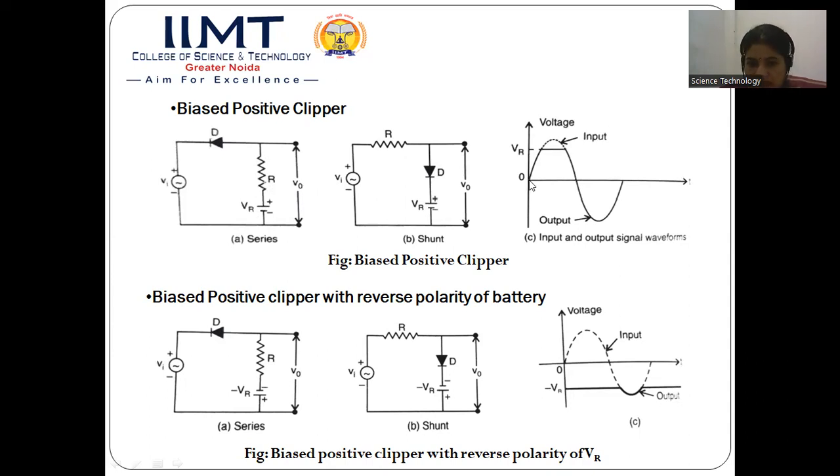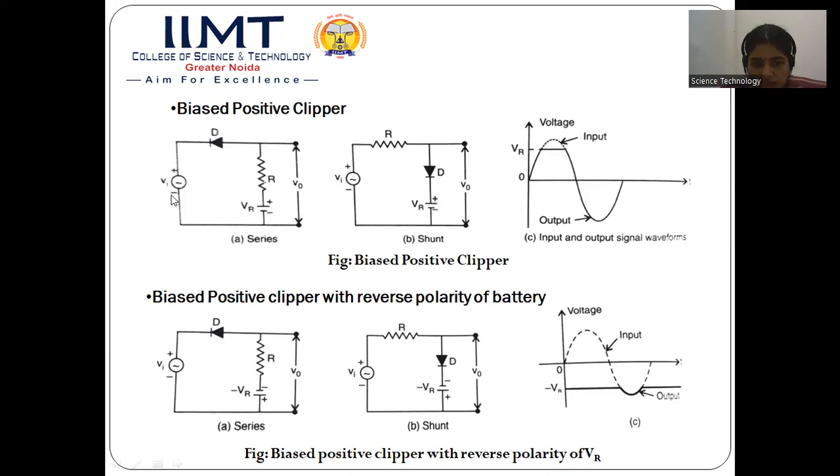So you can see clearly from 0 to VR, we are getting the output. But once the input voltage exceeds VR, we are not getting any output. So we can say that above a certain level, the input waveform has been clipped off. The portion of the input waveform which lies in this region has been clipped off or removed.